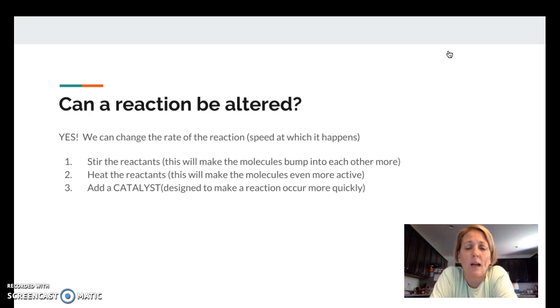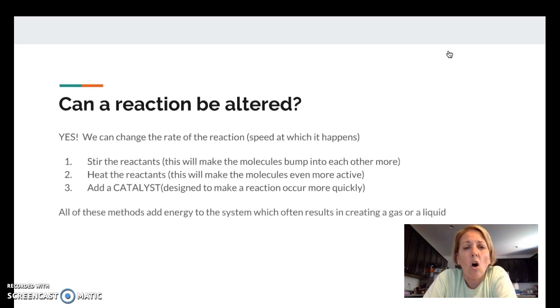This happens all the time in our body. We have enzymes that act as catalysts to speed up the rate at which food gets digested and put back into our systems. So catalyst is a new vocabulary word that we're going to talk about and even do a lab with after Thanksgiving. All three of those methods add energy to a system, which is going to result most typically in a change of state, creating a gas and/or a liquid.